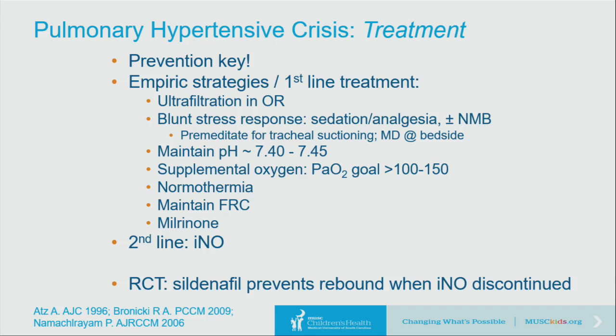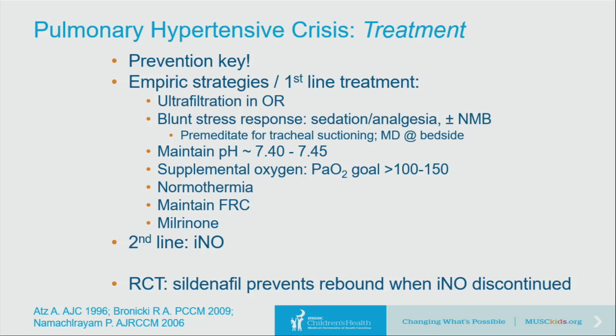Adequate oxygenation of PO2 over 100 would be ideal. You want to maintain FRC and avoid atelectasis, so large tidal volumes at a low rate are better than 5 or 6 per kilo tidal volumes at a high rate for preventing atelectasis. Milrinone can be helpful. It's a pulmonary vasodilator. And then in at-risk patients, you could either consider empirically using nitric oxide or starting it in the first sign of trouble.